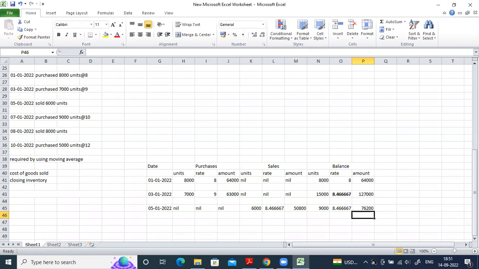Yes, sir. Now the next one is 7th January. Is it sales or purchase? It's purchase, sir. How much did we purchase? 9,000 units. Rate is 10. Amount is 90,000. Now just focus carefully: there will not be any entry in sales. Now, what will be the balance, guys? How many units are there in total in balance?